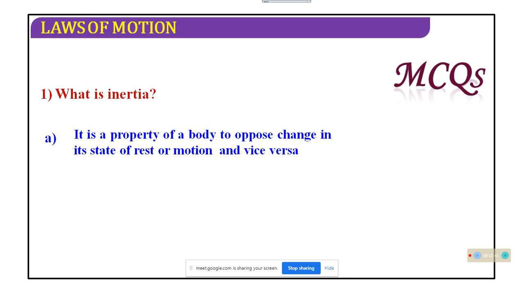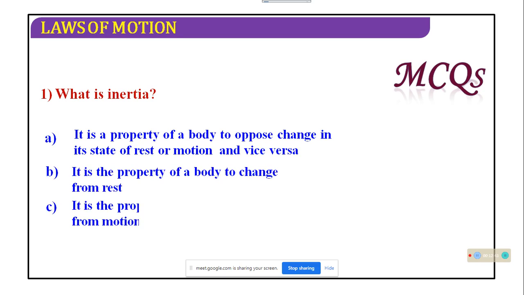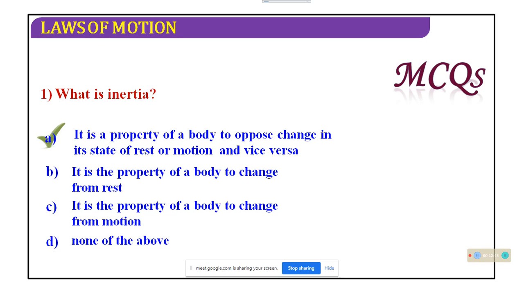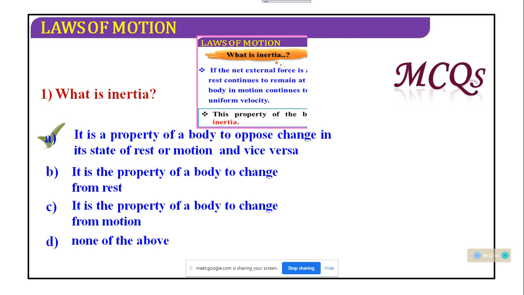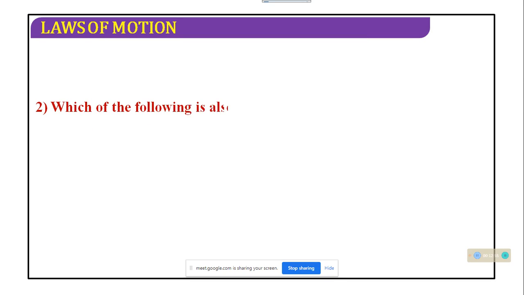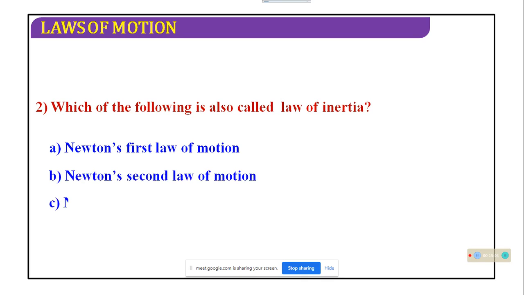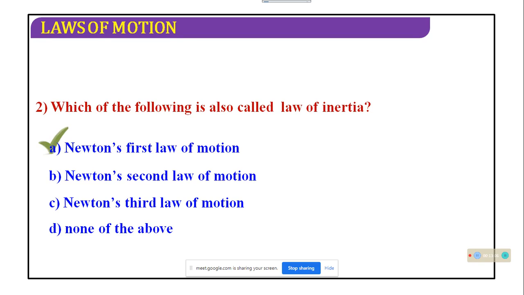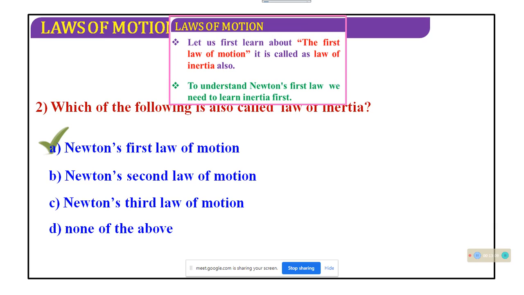MCQ. What is inertia? It is the property of a body to oppose the change in its state of rest or motion. Which of the following is called the law of inertia? Newton's law of motion. Newton's law of motion is called the law of inertia.